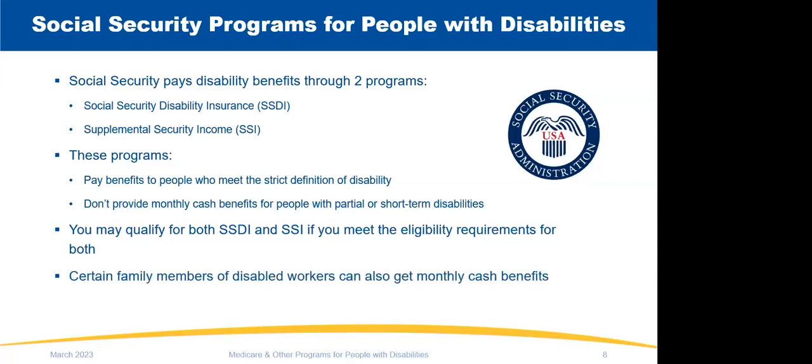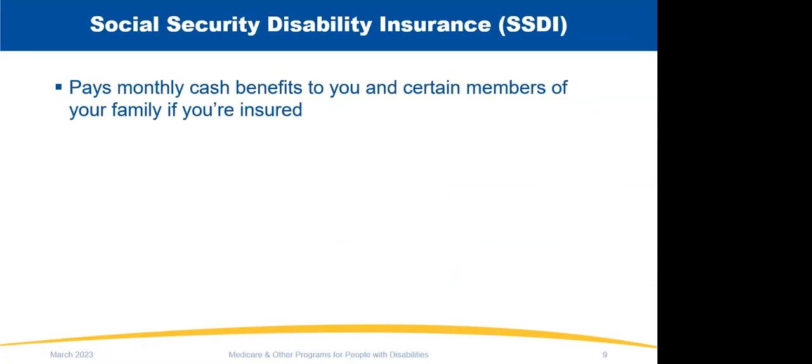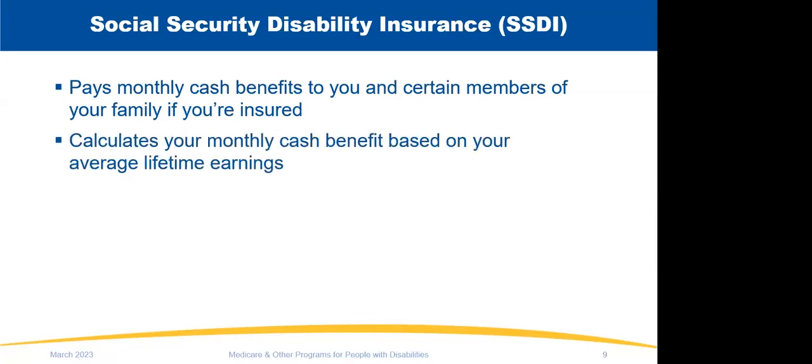And with SSDI, or Social Security disability, we can pay other family members of the disabled individual on their record. Those family members that we can pay, it's not going to affect the disabled individual's benefit amount. It's not going to reduce it in any way. We base the amount that we pay the disabled individual on their average lifetime earnings. So we're going to look at those total earnings on their work history, and that benefit is going to be calculated based on the average of those lifetime earnings.